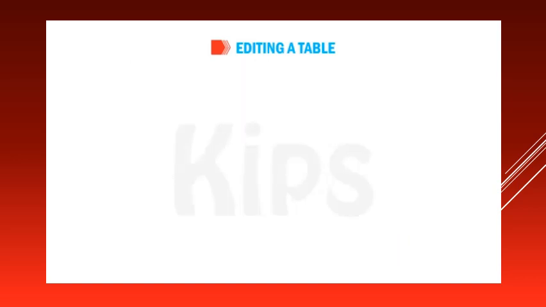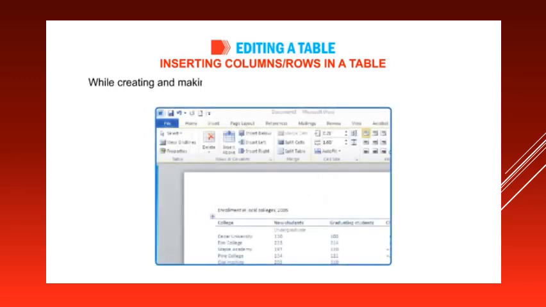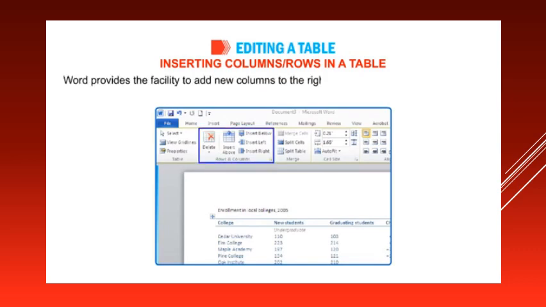Now let us learn how to insert columns or rows in a table. While creating and making entry in a table, you might need to add columns or rows in between. Word provides the facility to add new columns to the right or left of any existing column and insert rows above or below the selected row.